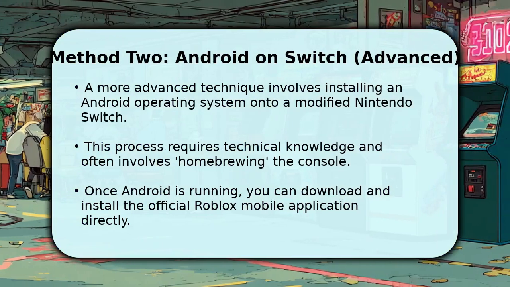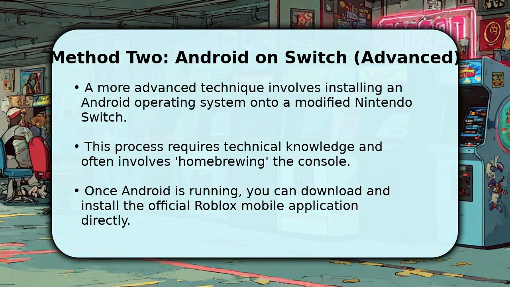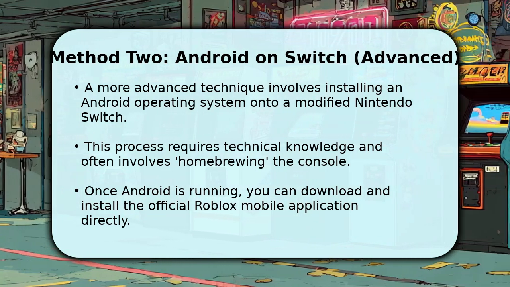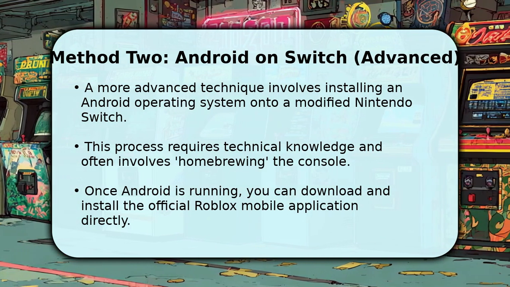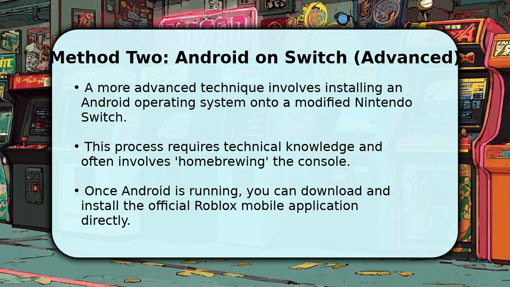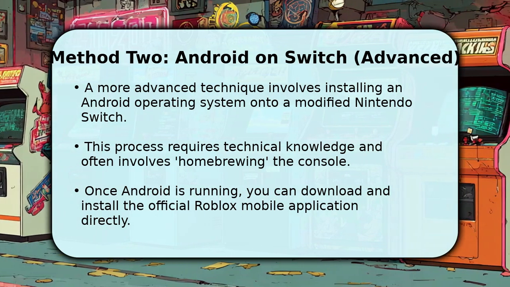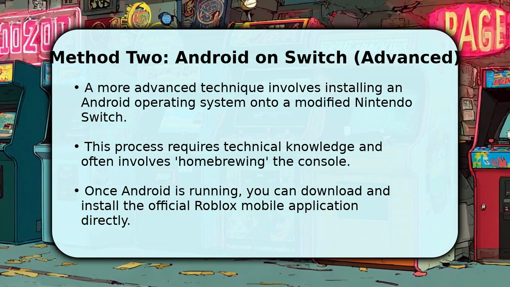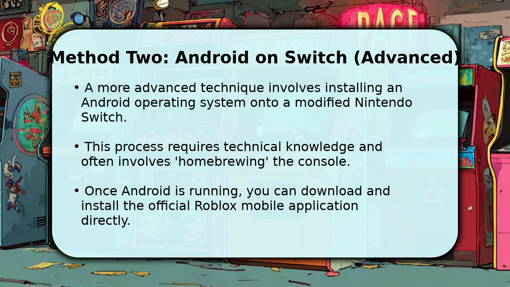The second method is more technical: installing Android onto your Nintendo Switch. This homebrew process allows your Switch to function as an Android tablet. Once Android is successfully installed, you can then download the Roblox mobile app from the Google Play Store, just as you would on a phone. However, this method requires significant technical expertise, and it inherently carries risks, including potential warranty invalidation, so proceed with extreme caution.